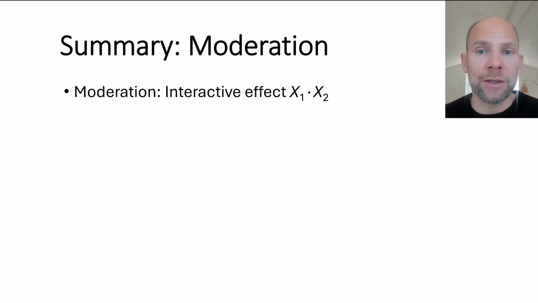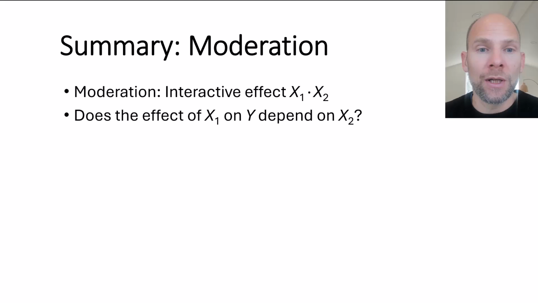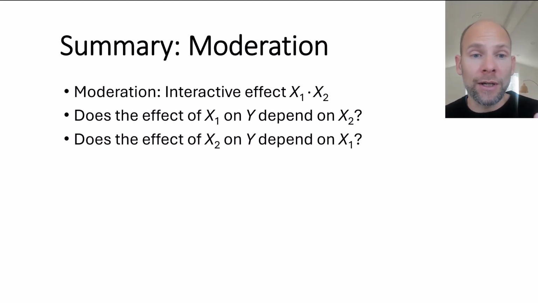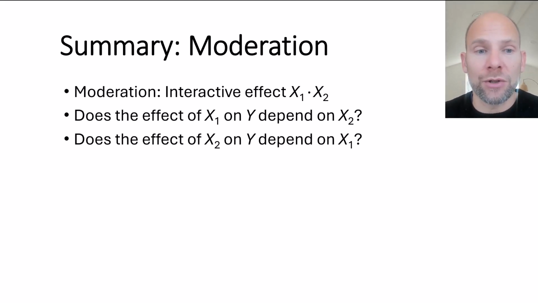In the simplest case, just X1 times X2. And so the question here is, does the effect of X1 on Y depend on the second variable, X2? So does X2 moderate the relationship or alter the relationship between X1 and Y? Or alternatively, does the effect of X2 on Y depend on X1? Because an interaction effect is symmetric. So statistically, it makes no difference whether we look at it in terms of the first question or the second question. Those are both valid and can be tested by looking at the interaction term.